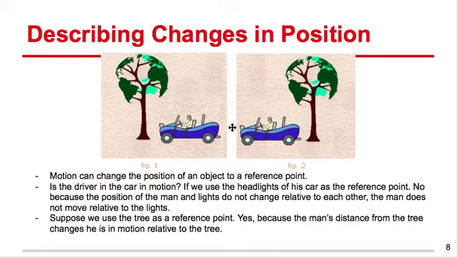Suppose we use the tree as a reference point, however. In this case, yes, because the distance from the tree to the man has changed. So that means that they have changed position, or motion. He is in motion, excuse me, relative to the tree. In this picture, he starts on, we could call this the positive side, and ends on the negative side, right? Here he's in front of the tree, and in the second picture, he's behind the tree.